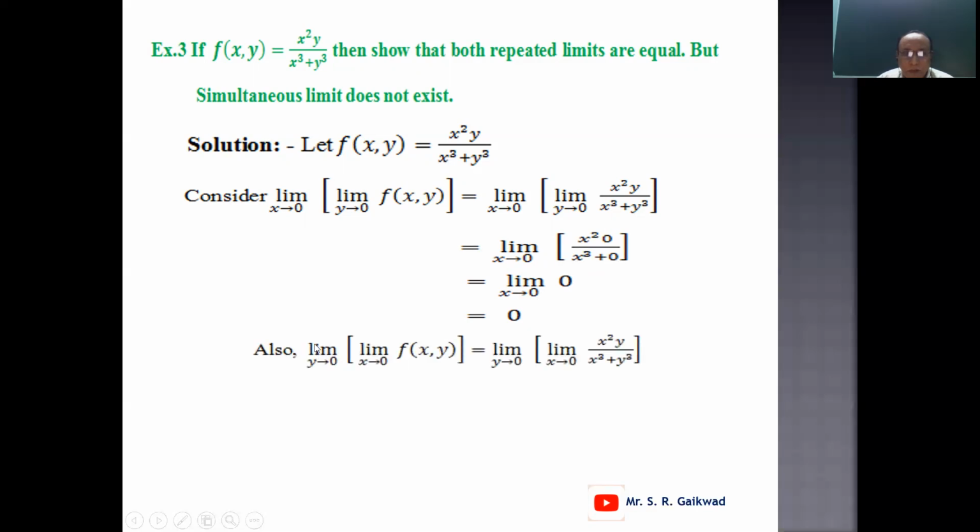Also, limit y tends to 0. Then in bracket limit x tends to 0 of f of x comma y equal to limit y tends to 0. Then in bracket limit x tends to 0 of the function f of x comma y is x square into y upon x cube plus y cube. Can find limit as x tends to 0, we can put here x equal to 0, and therefore we get limit y tends to 0 of 0 into y upon 0 plus y cube. And therefore clearly value of this bracket term is 0. It means limit y tends to 0 of 0. It means value of limit is 0. It means both repeated limits exist and they are equal.